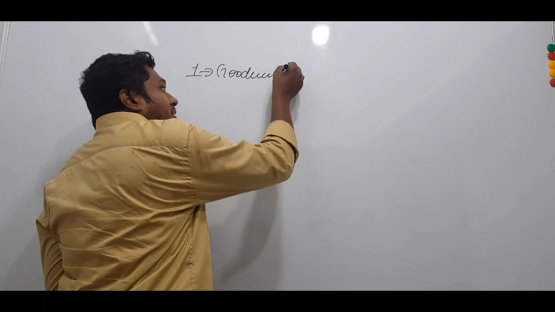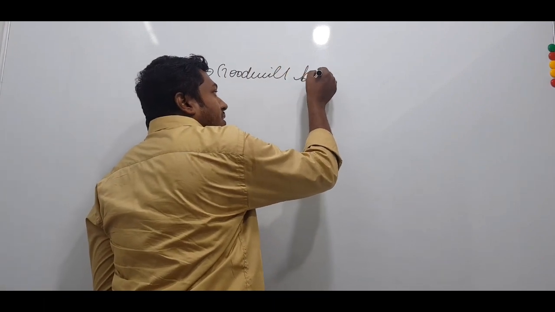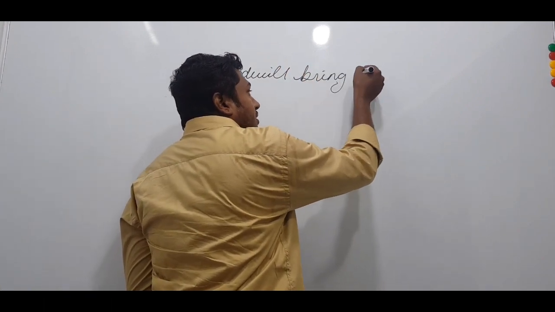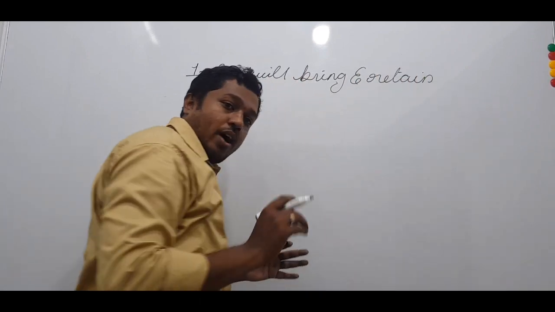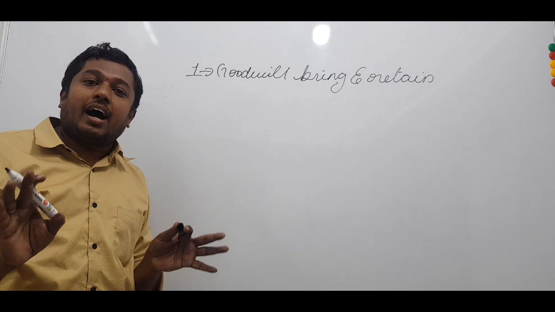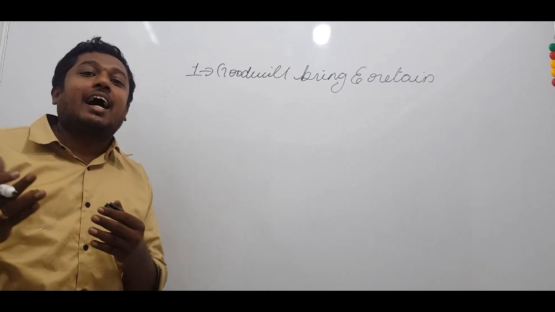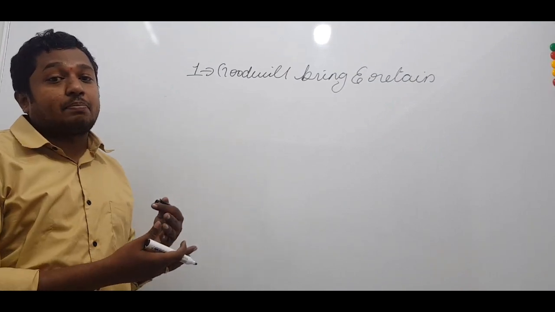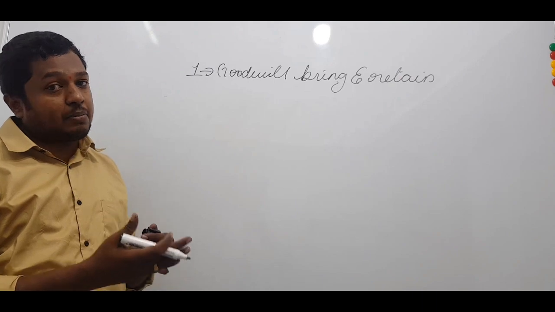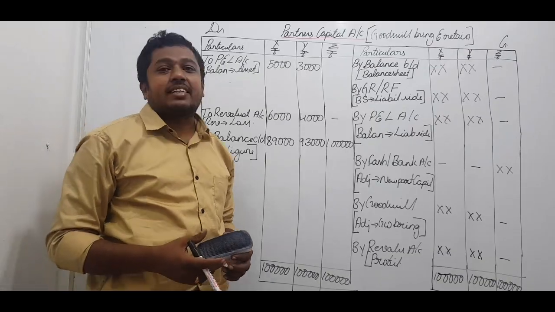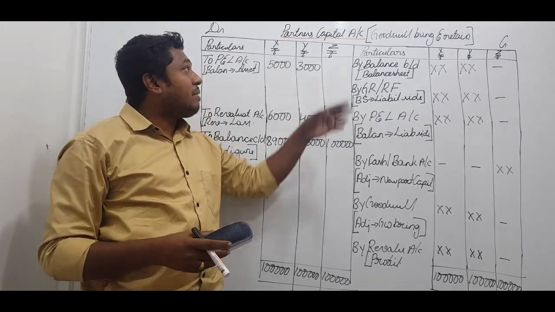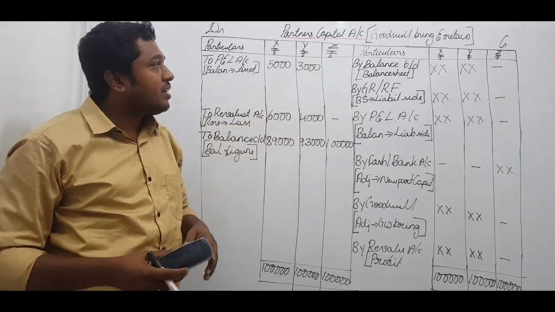Case number 1, goodwill brought in and retained in the business. Let's have a look at the partners' capital account, how to prepare the partners' capital account under the first case. Now the second ledger account, that is the partners' capital account.